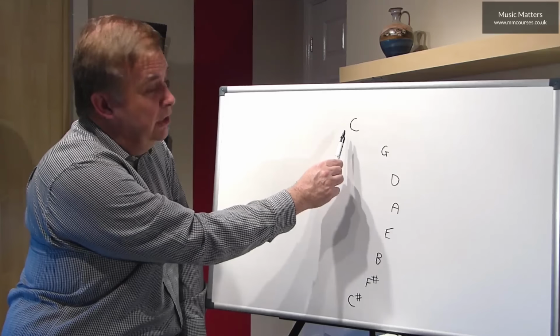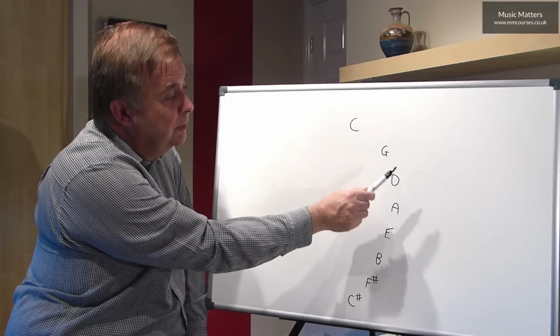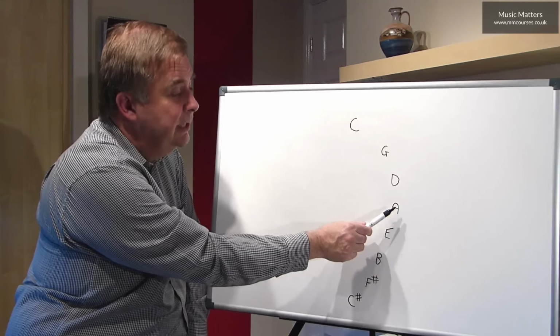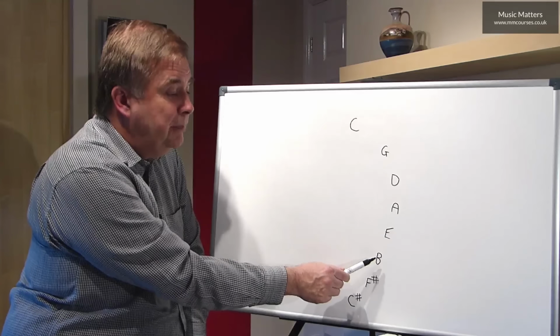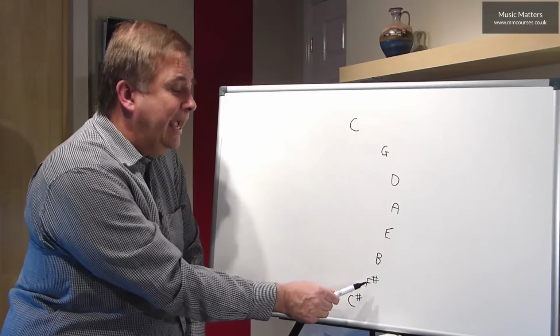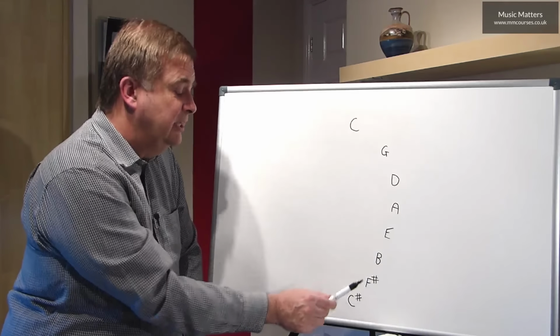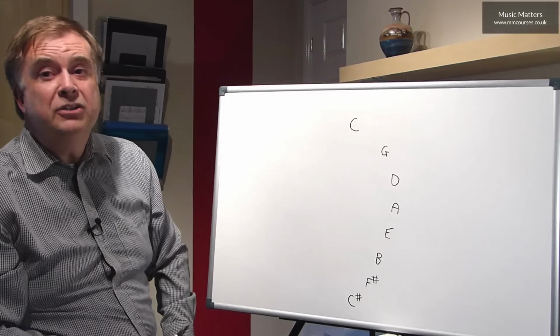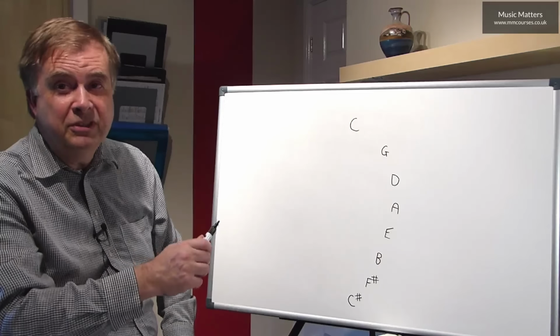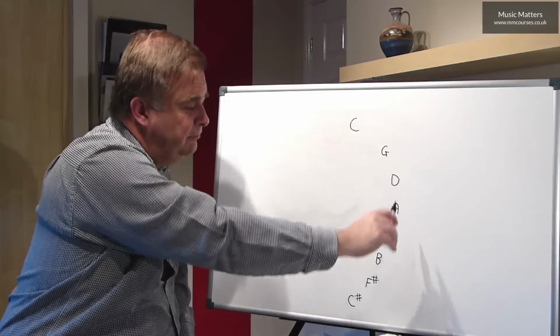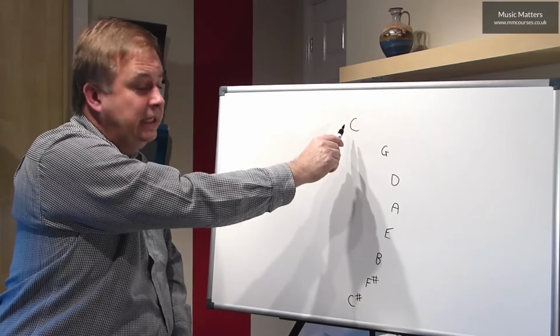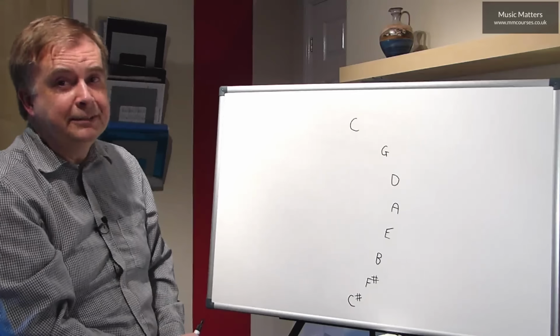So C major's got no sharps, G major's got one sharp, D major's got two sharps, A major's got three sharps, E major's got four sharps, B major's got five sharps, F sharp major's got six sharps, and C sharp major has got seven sharps. And by the time you've got to seven, everything's sharp. So you see, we just went up in fifths, starting at C until we came back to C.